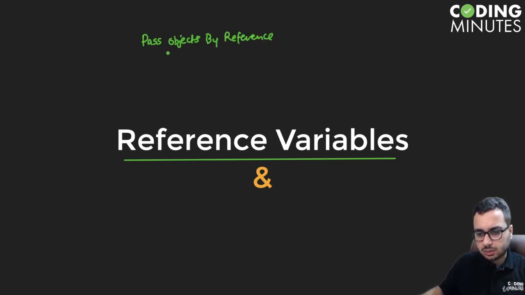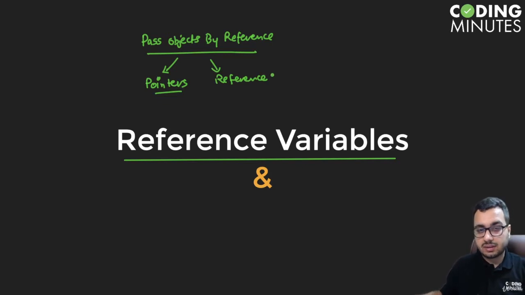So I will tell you what this means. To pass objects by reference we have two ways. One way uses pointers and another way uses reference variables. These two are different concepts, they are not exactly related, but it is important we understand the difference between these two. So first let us focus on passing objects by reference using reference variables.